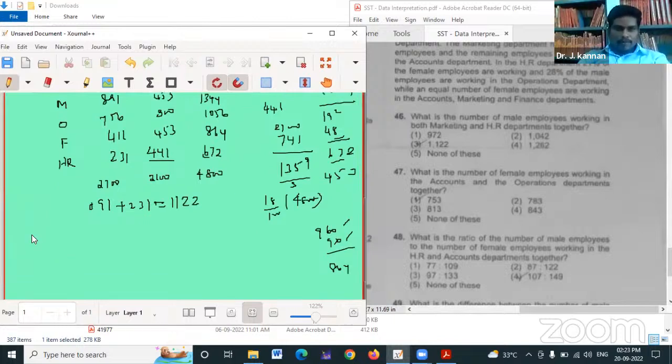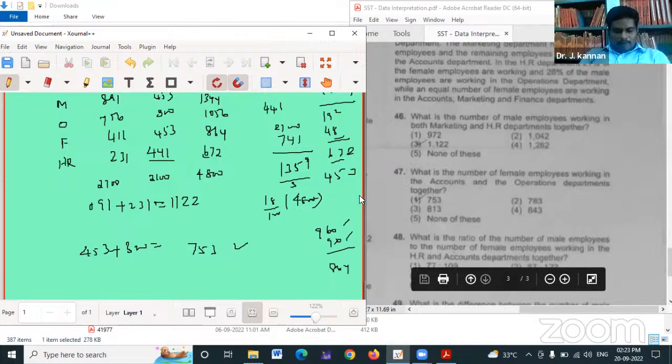In the second problem, we need the number of female employees working in the accounts and operation departments together. The accounts department has 453 female employees and the operation department has 300 female employees. So the sum is 753. The second problem's answer is 753.